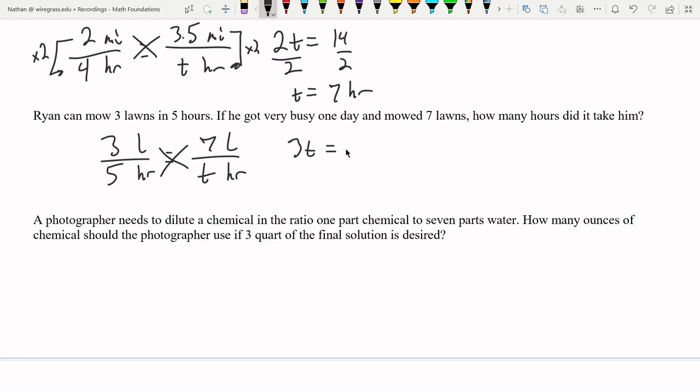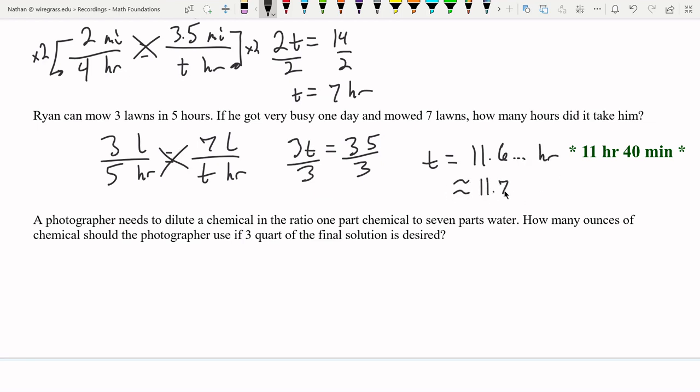3t equals 5 times 7 is 35. I can divide by 3. That gives me t equal to 35 divided by 3 is 11.6 repeating hours. So approximately 11.7 hours. Okay, last problem.